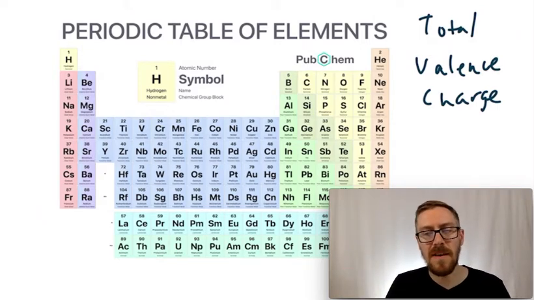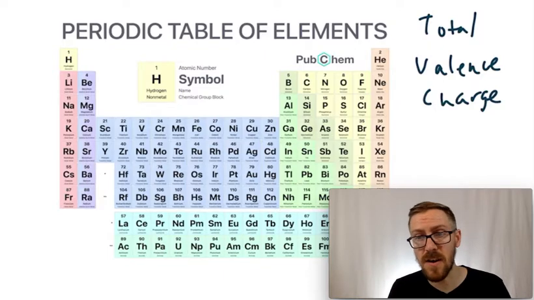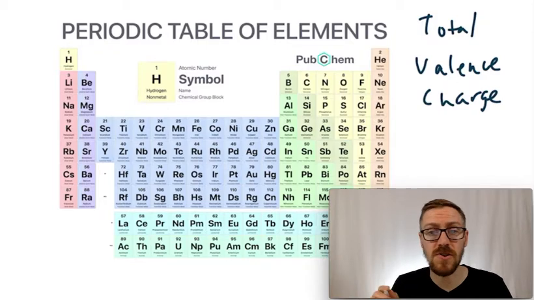Today we're talking about electrons. Specifically, what are they? What's their charge? How do you find the overall charge? How do you find the valence electrons in an atom? And then how do you figure out if an atom has charge or not?